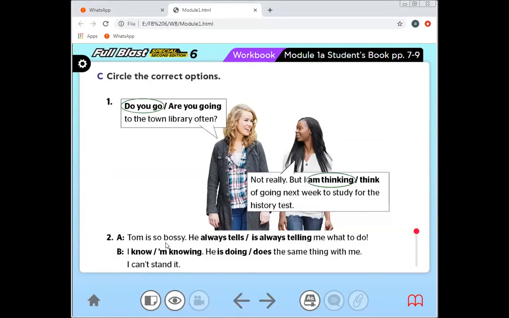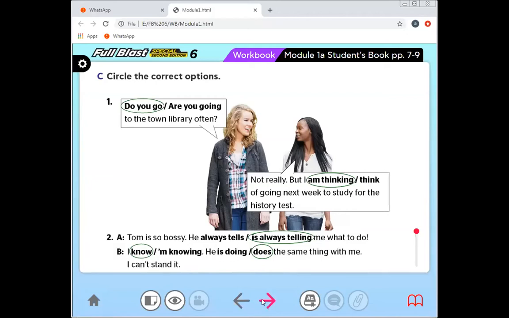Number 2. Tom is so bossy. Bossy means he wants to be the head of his friends. He is always telling me what to do. It's an annoying habit. He's always telling. Excellent. I know or I'm knowing? I know, because it's a state. He is doing or does the same thing with me? Does. He does the same thing. How brilliant you are. You are very brilliant.